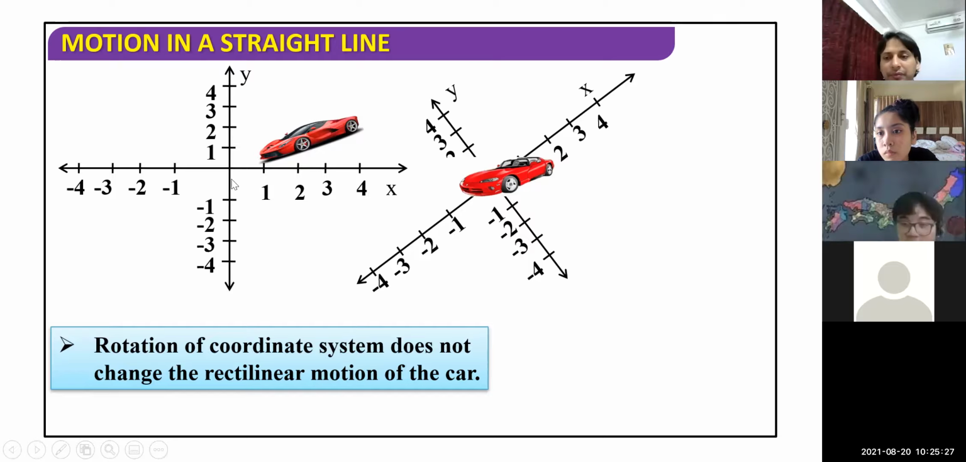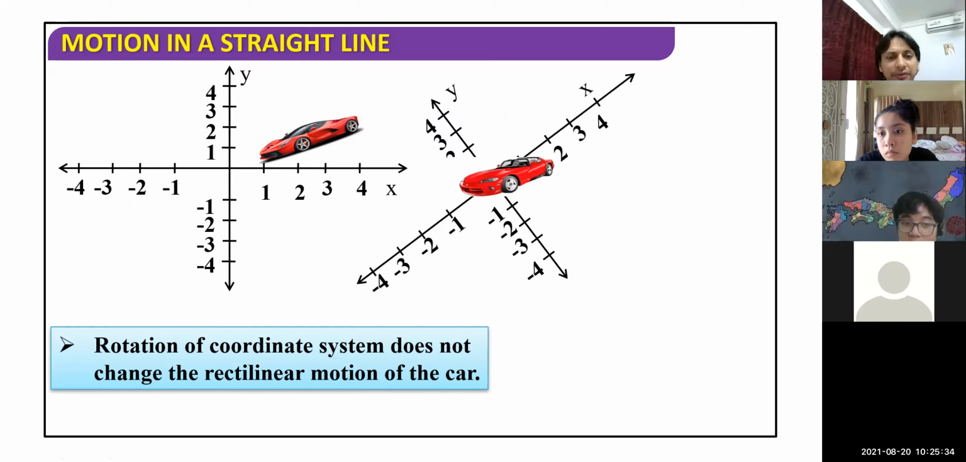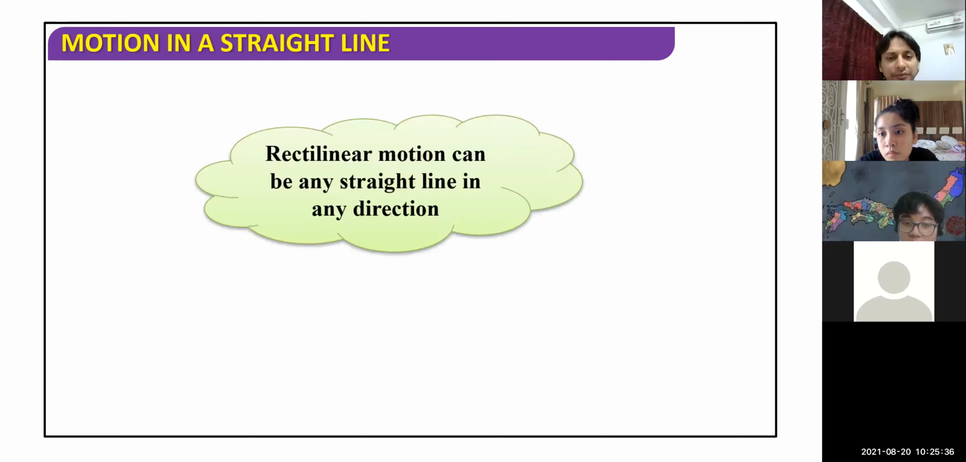Sir, can you go back to the previous slide? Okay, just wait a minute. Here is a very important point, children, note it down: rectilinear motion can be any straight line. In linear motion, we consider only the horizontal axis. But rectilinear can be a straight line in any direction.